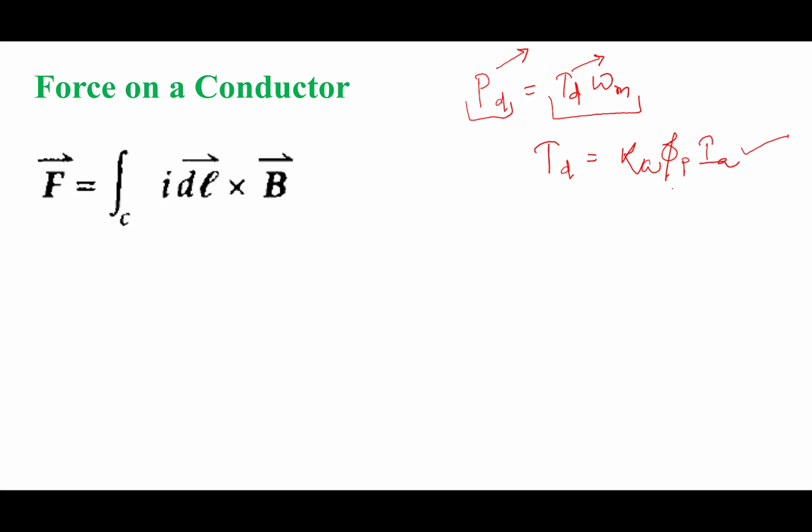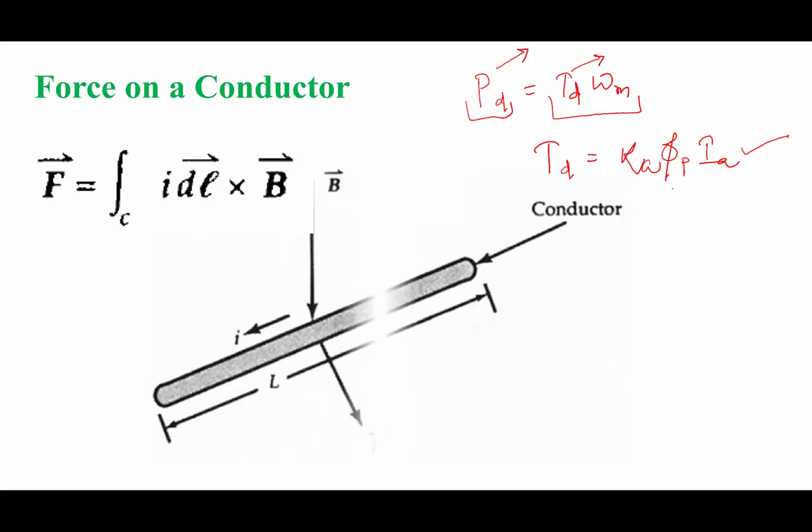This force, it is a vector quantity, which is the integral of I dL cross product B. B is the flux density. This is the Lenz's force law. Okay, everybody, I hope you have read this in your class 10 or 11, wherever, right? Okay. So this is a conductor which is placed in the magnetic field. Now I can see the current is flowing in this direction, right?